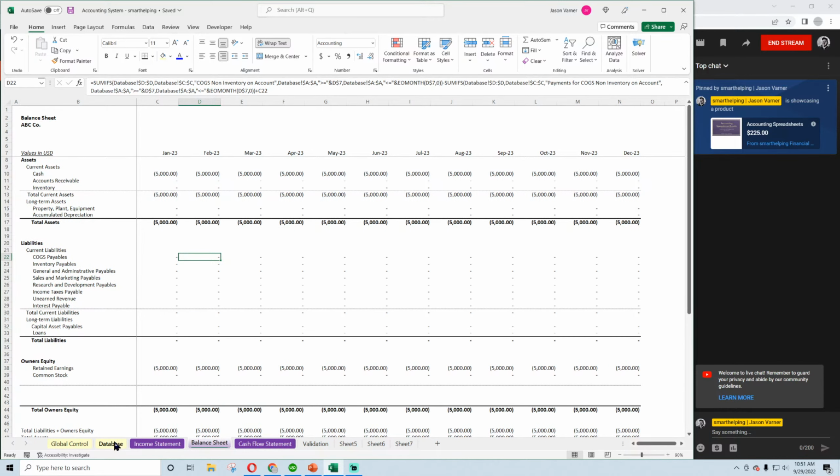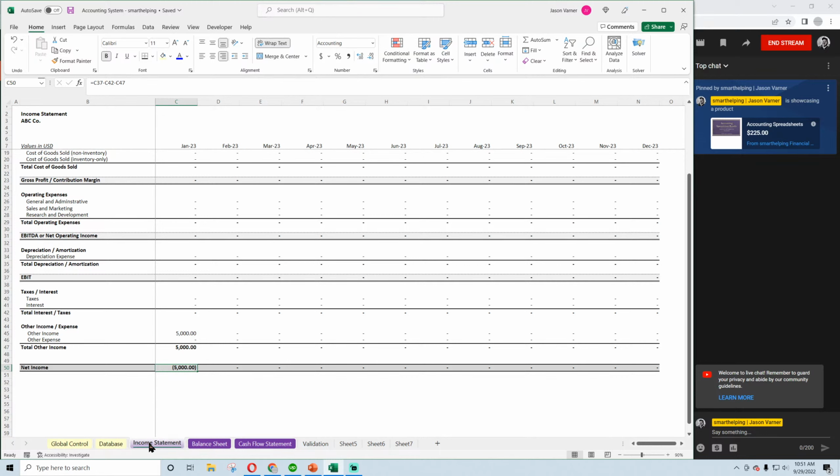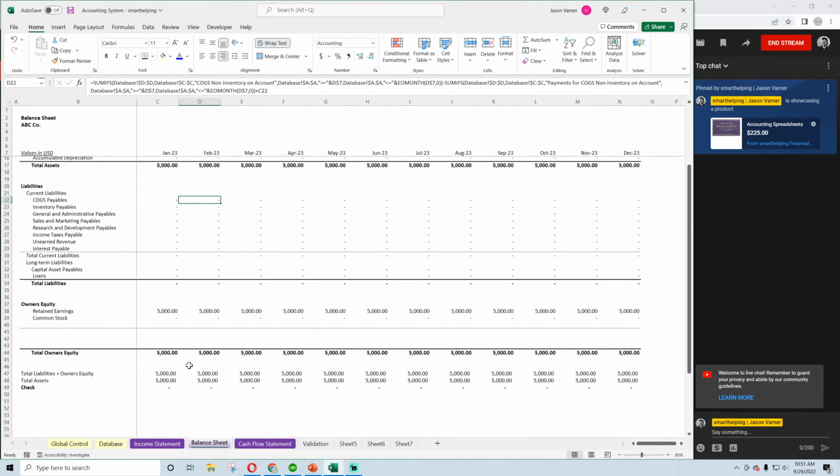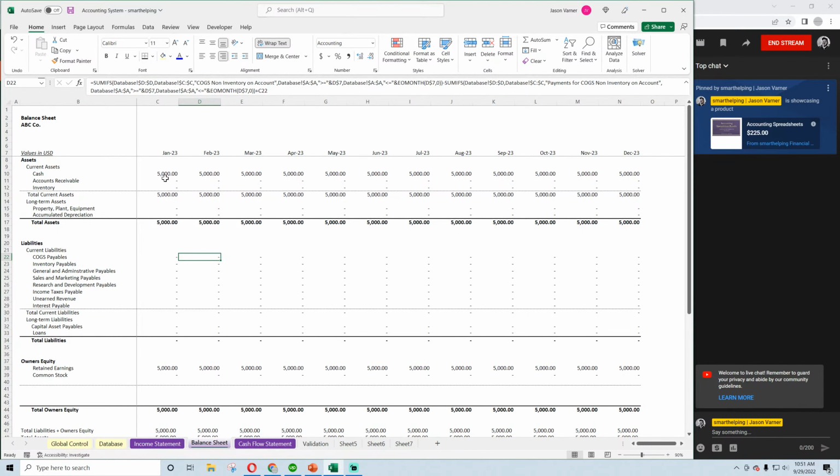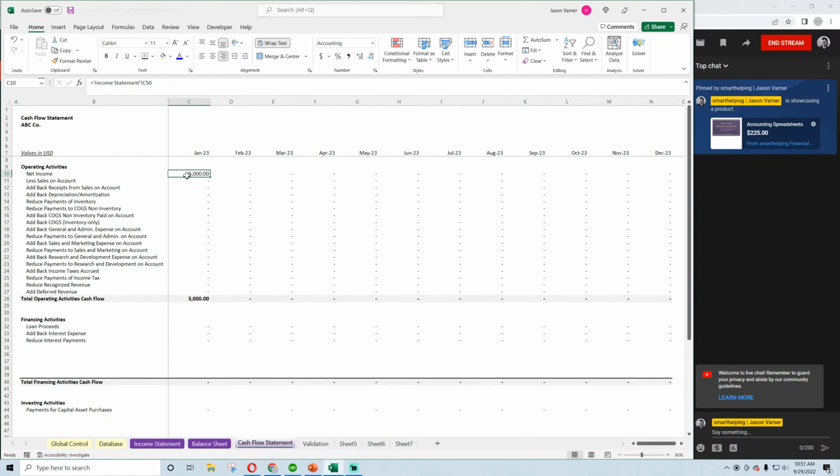So we just have... Now, why is this reducing cash? Total other income expense. We want to add this in. C47 should be a plus. Okay. So there's the cash coming in. Net income. Yeah, we don't need to put it anywhere else. It's just hitting net income.